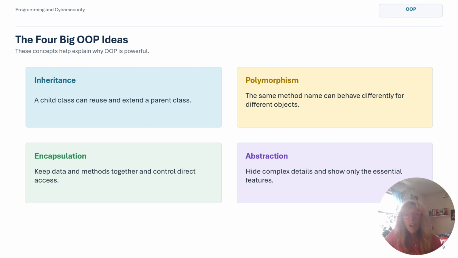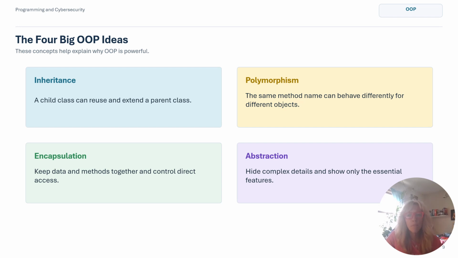So here we have 4 big ideas in object-oriented programming. These are inheritance, polymorphism, encapsulation, and abstraction. Together, they help explain why OOP is such a useful way to organize code. So first, inheritance means a child class can reuse and build on a parent class. Simply put, instead of starting from scratch, a new class can take what already exists in another class and just extend it. So that's inheritance.